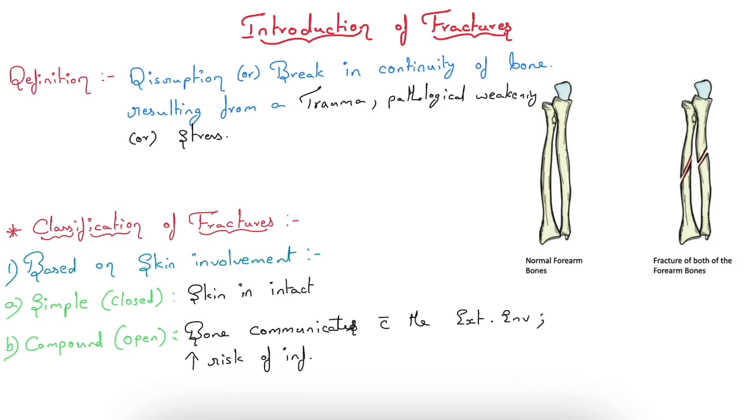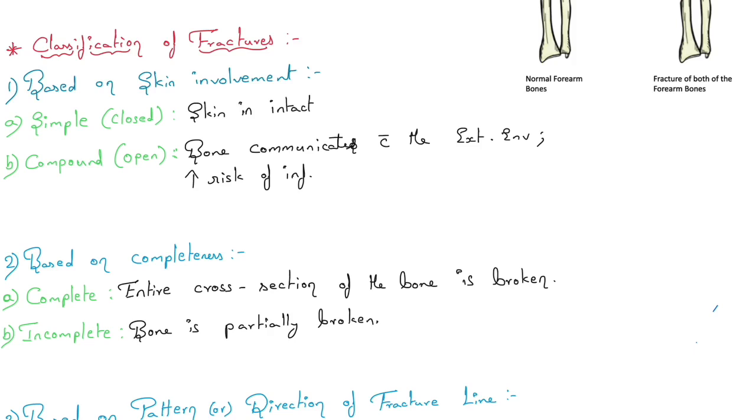Now we are going to discuss the classification of fractures. Classification is based on 4 types, but we will go step by step. First classification is skin involvement. Based on skin involvement, it is divided into 2 types: simple and compound. Simple, also called closed, means the fracture is not communicating with the skin, layers and muscle. Closed means the skin is intact.